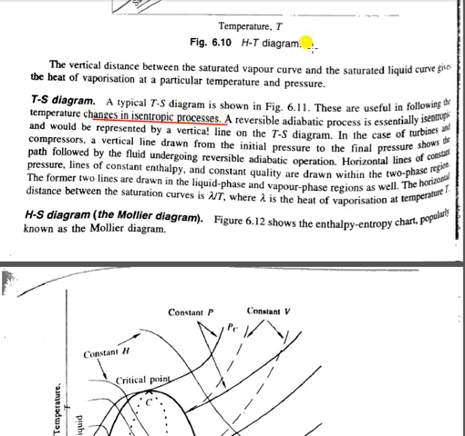In an isentropic process there is no heat and mass transfer, but the reaction is carried out, and in these processes there is a temperature change. A reversible adiabatic process is essentially isentropic, and it would be represented by a vertical line on the temperature entropy diagram. So once again, I repeat this.